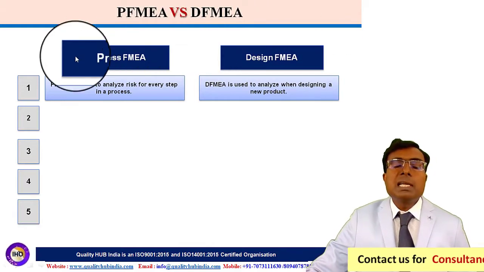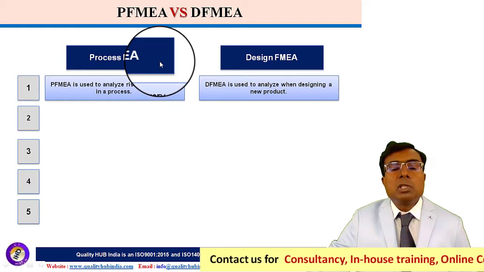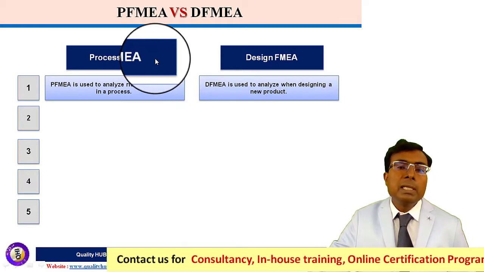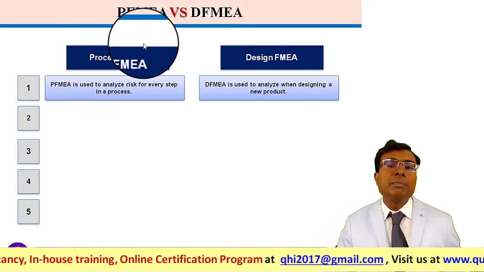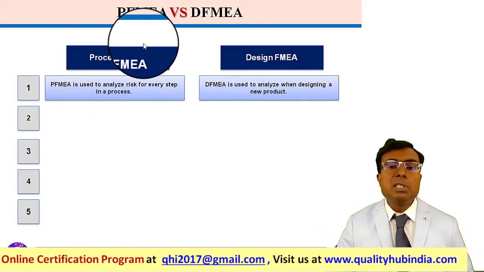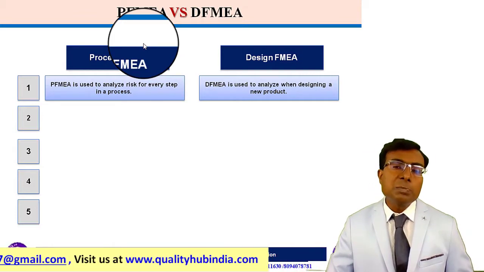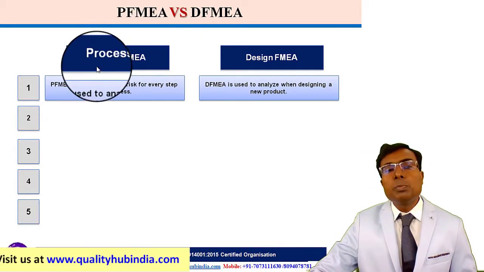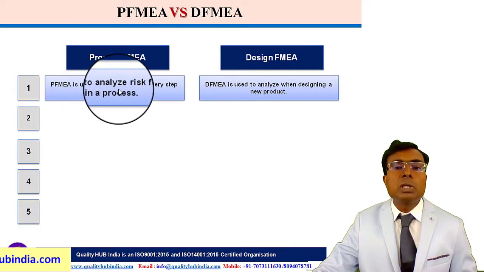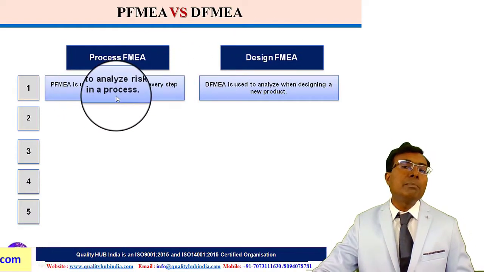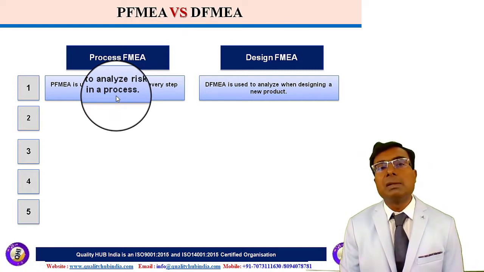But if you are not design responsible, somebody else is doing the design and providing you the drawing, and on behalf of the drawing you are deciding the process, that means you are managing the 6M, that is man, machine, material, method, measurement and mother nature. You are process design responsible, not product design responsible. Then you are going to do process FMEA, not DFMEA. Process FMEA is used to analyze risk for every step in a process. The process could be a manufacturing process or a service delivery process.